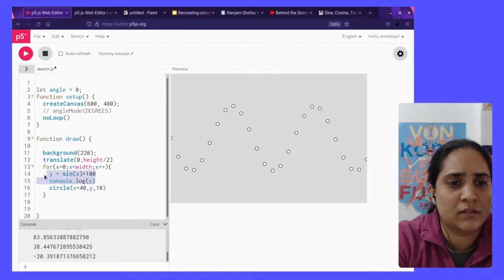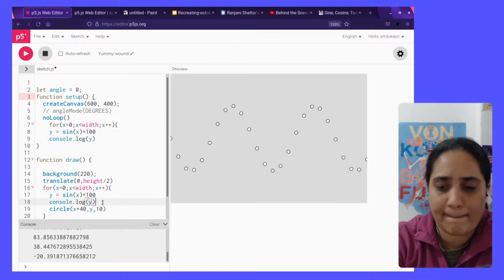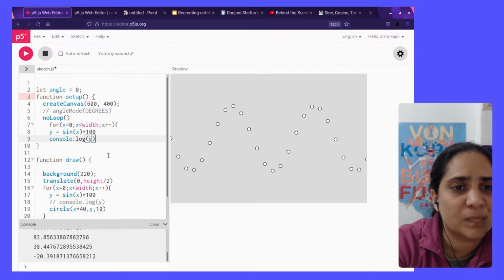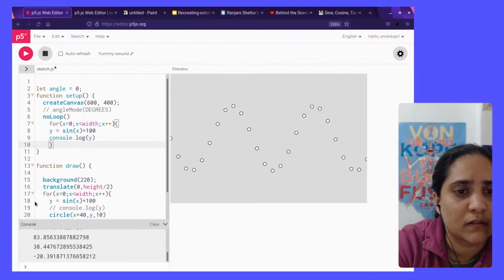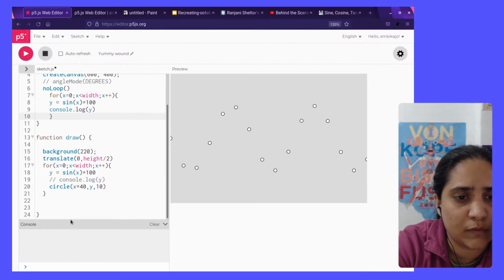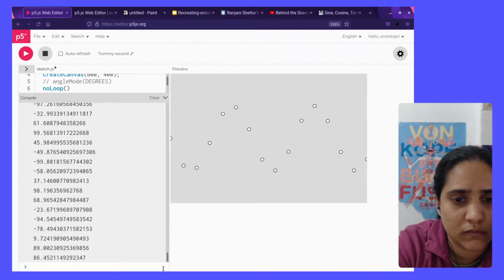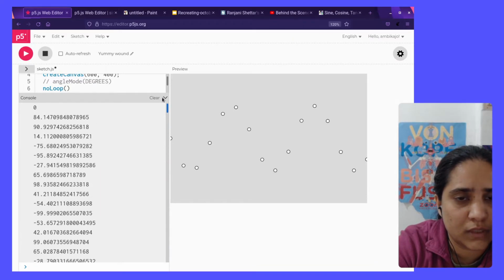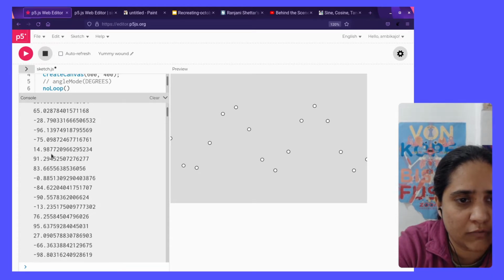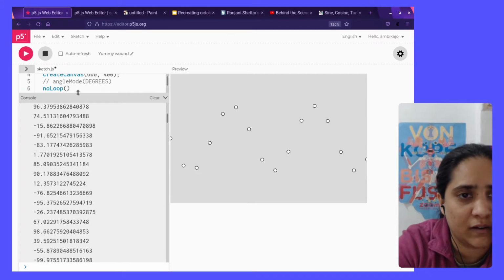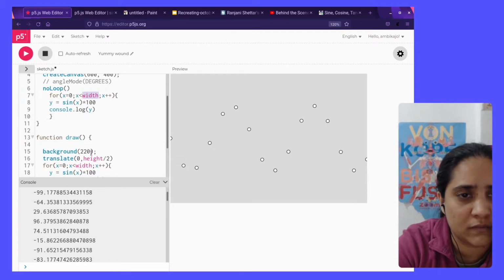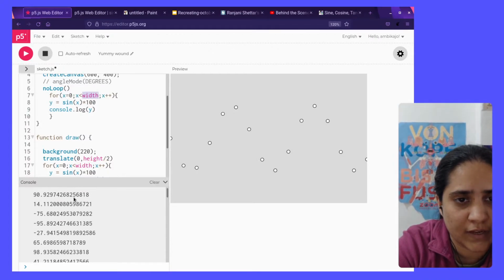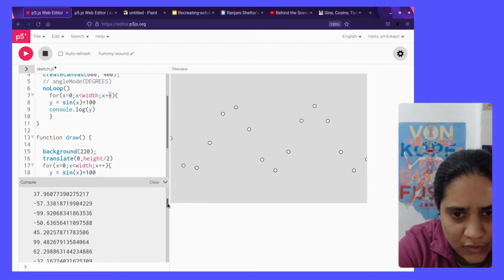perhaps we can look at this in the setup. That might be easier. This will happen only once now. So it's given me a fair number of values and it's going up till 100, right? Up till the width, which is the number of values it's given me. But I don't know how many these are. I wonder how you can count these.